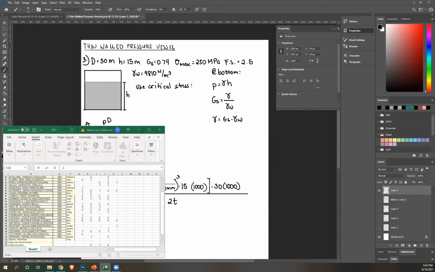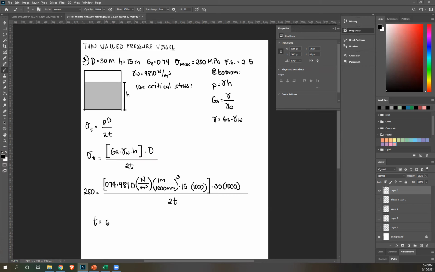Okay, so correct, Andrea. So the answer is 6.53. And remember, we converted everything to Newton and millimeter. So the unit is millimeter. And that is our required thickness. So that's number 3. Any questions for number 3? Please answer in the chat.